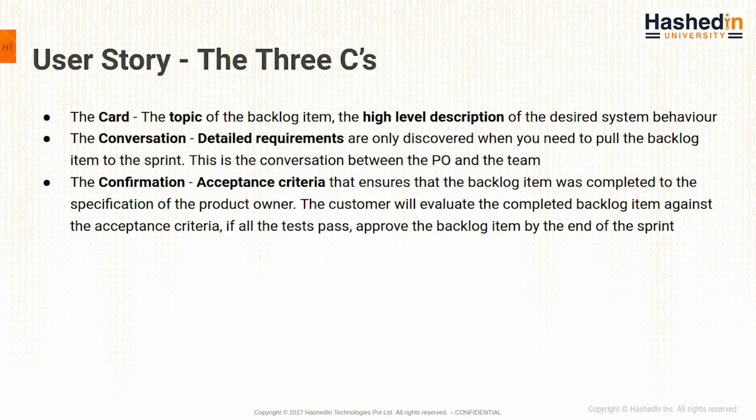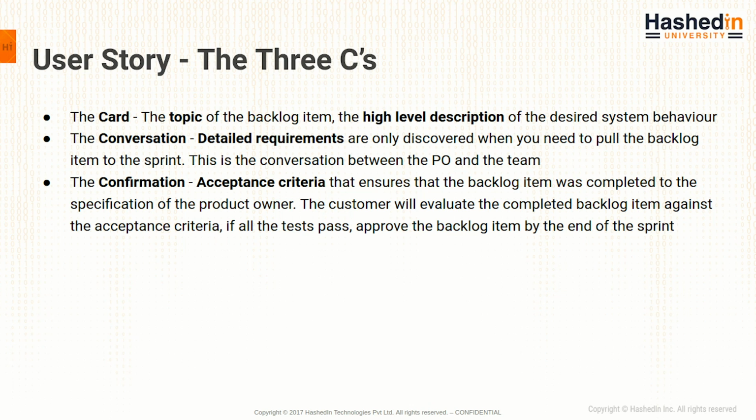So, majorly you can divide a user story into 3 C's. The first C is the card. So what is a card? It is the topic of the backlog item, which is the high level description of the desired system behavior. The second is the conversation. This captures the detailed requirements. And how do you get the detailed requirements? By conversing with the product owner and with the team.